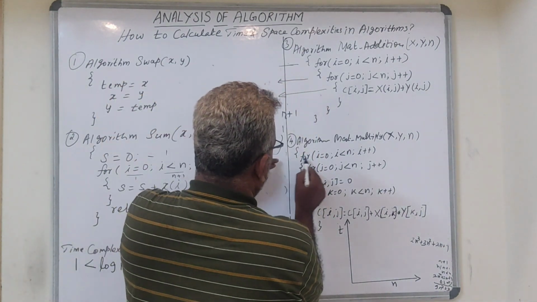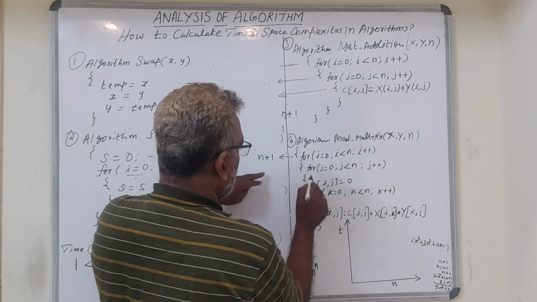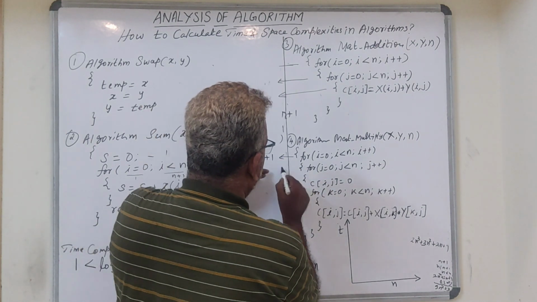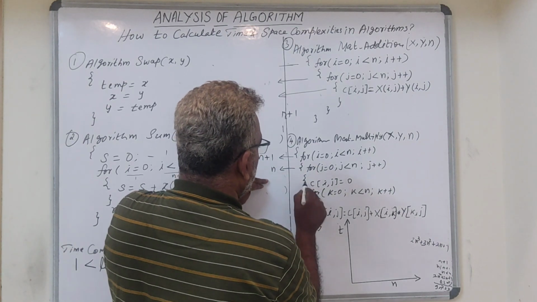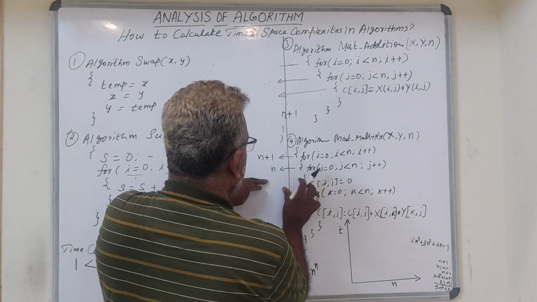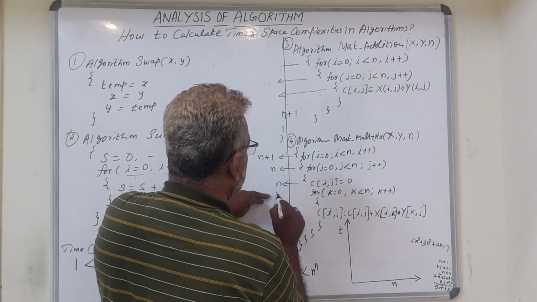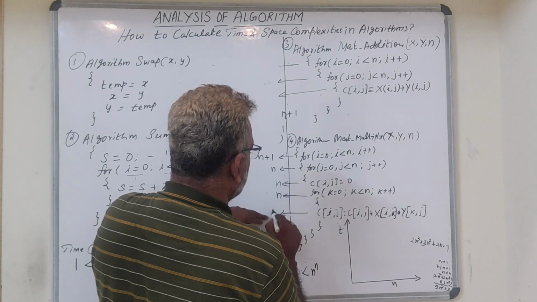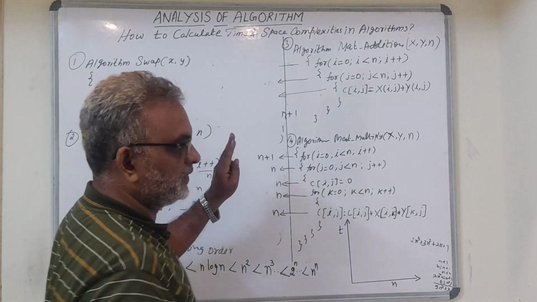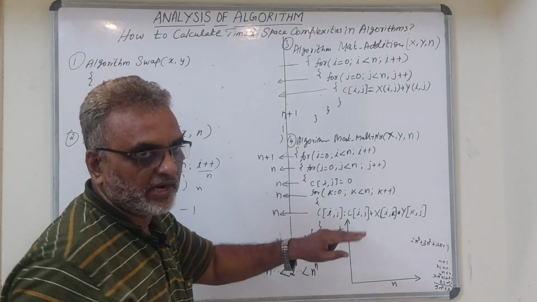So here similarly, it is a loop. It will be executed for n plus 1 number of times. So the statement below this loop will be executed for n times, and similarly this is a statement executed for n times, and again this is also a statement executed for n times, and this is also a statement executed for n times. Okay, so all the statements under this loop are executed for n times.